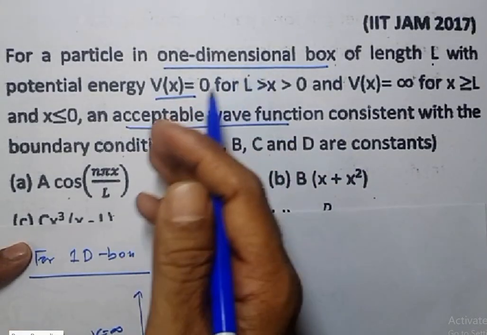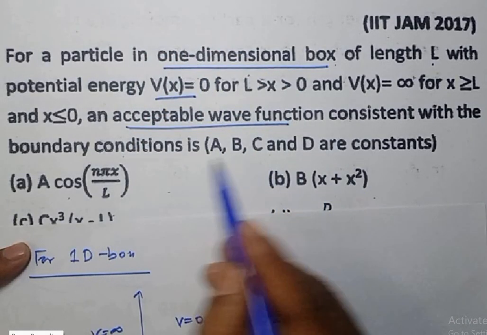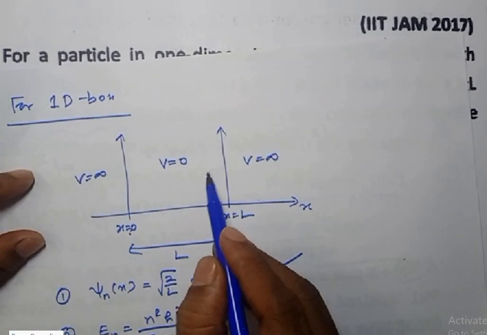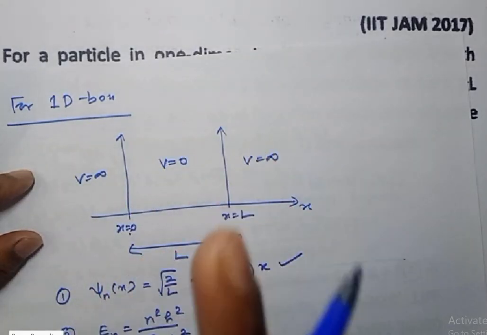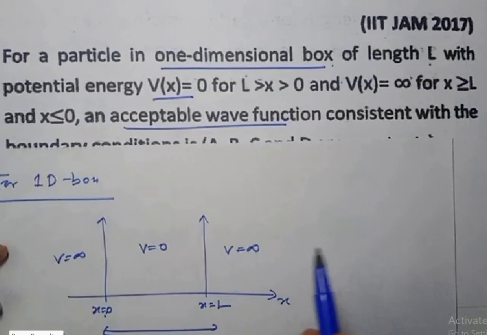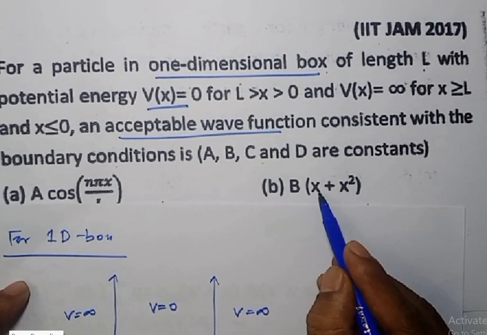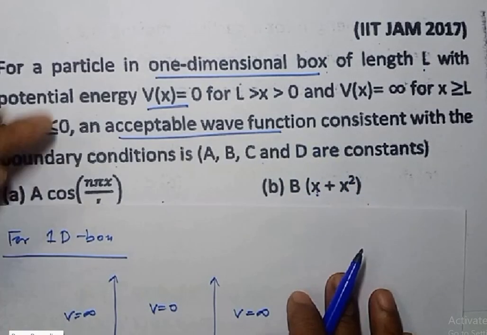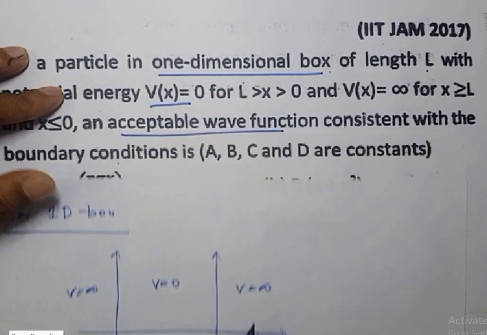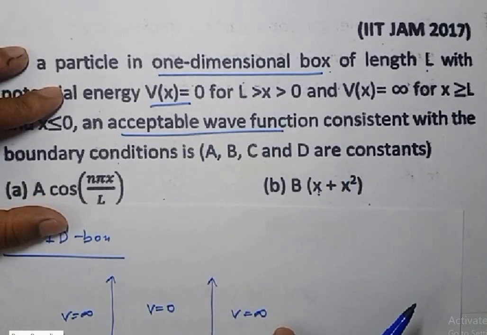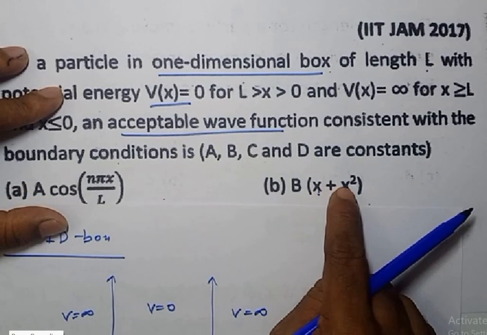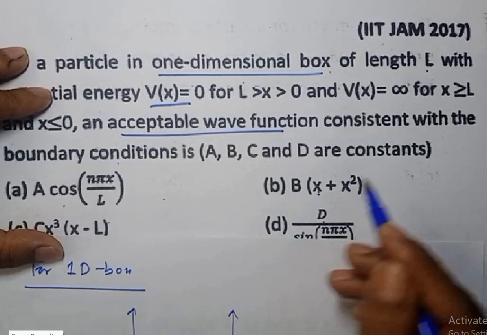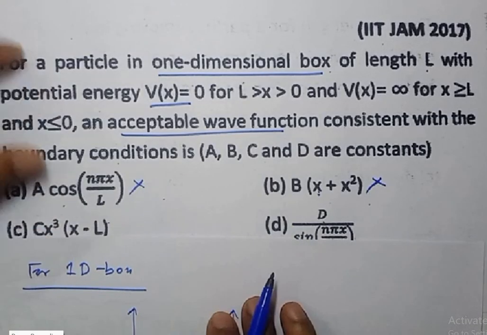What to do? You just use the boundary condition. What is the boundary? The boundary is x equal to 0 and x equal to L. You know very well, at the boundary, the wave function should vanish. If you put x equal to 0 here, I'll get 0 plus 0. Yes, at x equal to 0, the wave function vanishes. Very good. What about at x equal to L? If you put x equal to L, will it become 0? You put here L plus L square. I'll get some value, it is not equal to 0. So that means this is not an acceptable wave function.